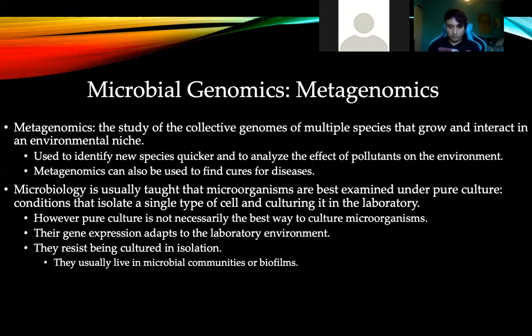Okay, so microbial genomics or metagenomics. Metagenomics is the study of the collective genomes of multiple species that grow and interact in an environmental niche. These are used to identify new species quicker and to analyze the effect of pollutants on the environment. Metagenomics can also be used to find cures for diseases.